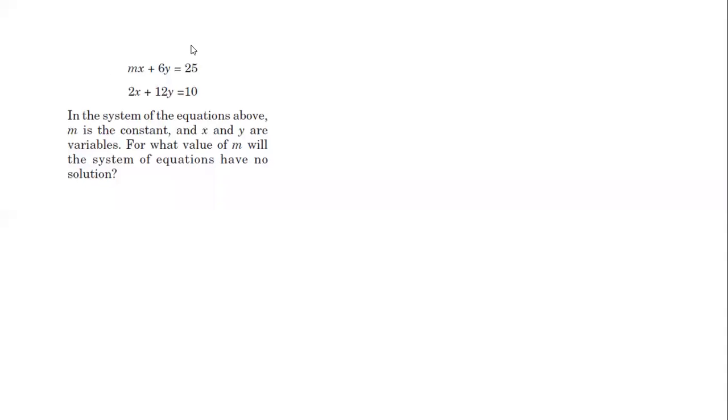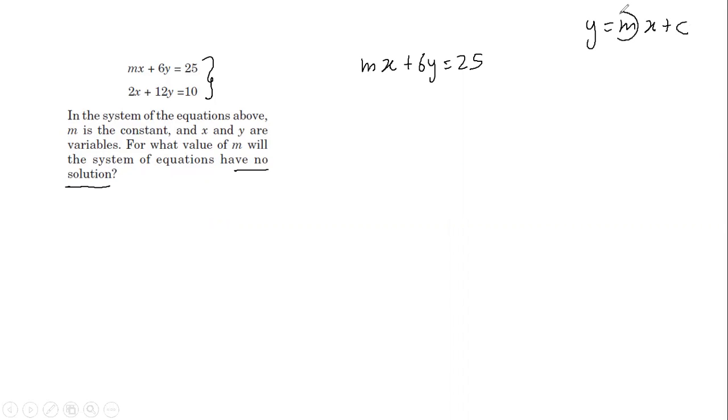So guys, again, we have two equations. In the system of equations above, where m is a constant, x and y are the variables, for what values of m will the system of equations have no solution? So if this system of equations has no solutions, that means their slopes would be equal. So let me try to convert these equations into the standard form. The first equation is mx plus 6y is equal to 25, and I can write it in the form y is equal to mx plus c, which is the standard form, and m represents the slope.